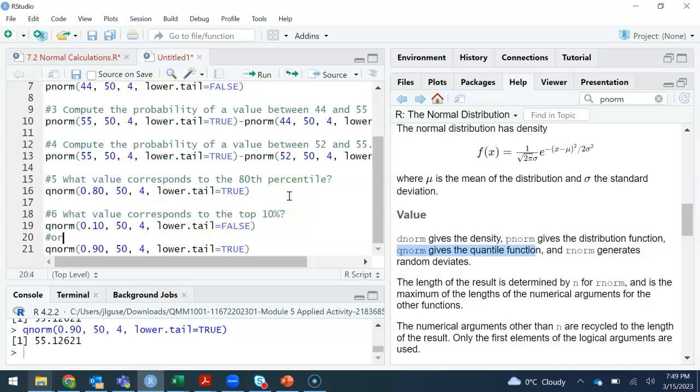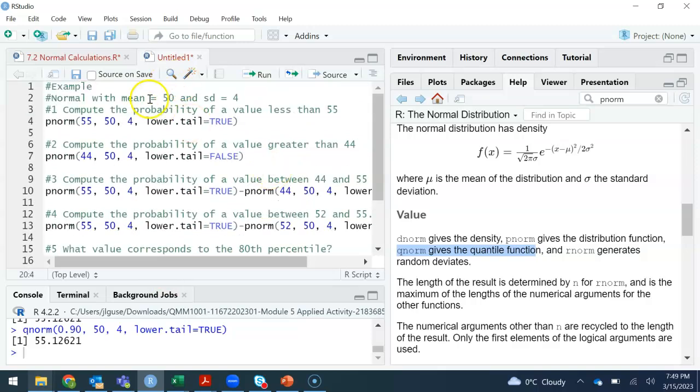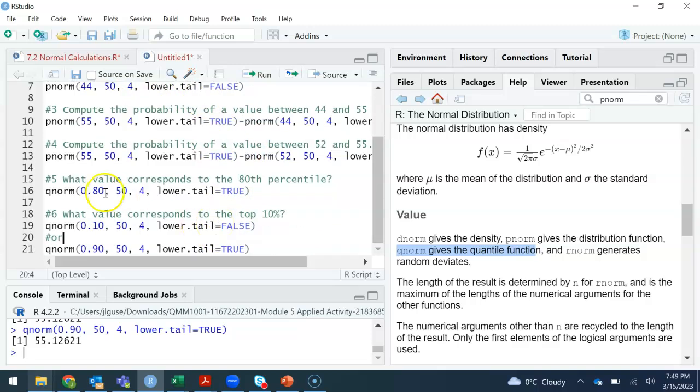So this is a quick run through of 6 practical examples where you're given a mean and standard deviation and you had to calculate various probabilities. Anything that asks for a probability, we use p-norm for. Anything that asks for a percentage or quartile, you have to use q-norm for. Just be careful about your true-false settings for lower tail, thinking about if the question asks you for less than or greater than a certain value or a certain percentage.